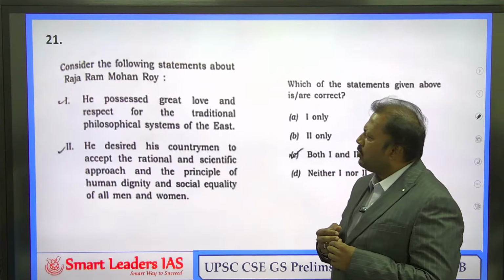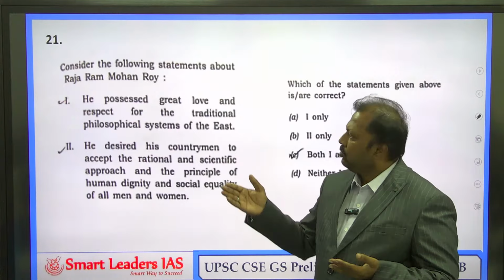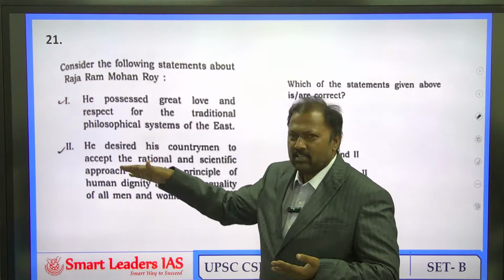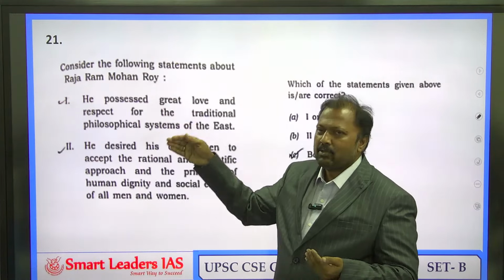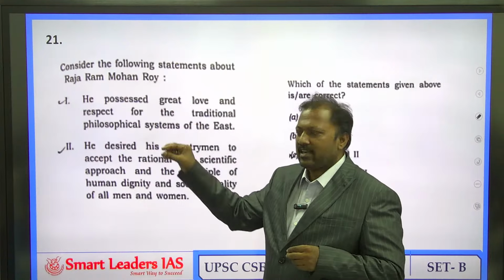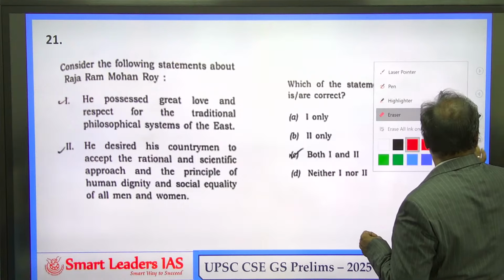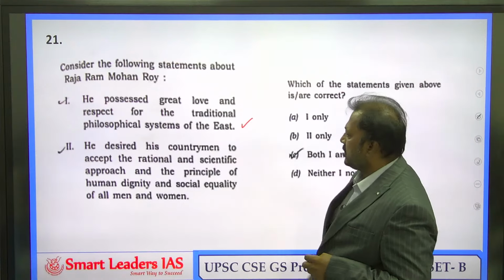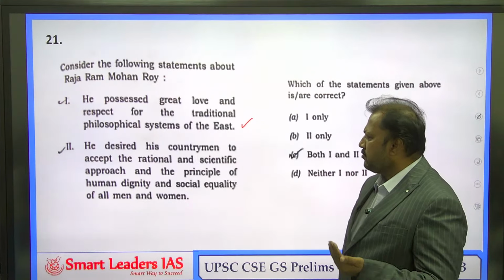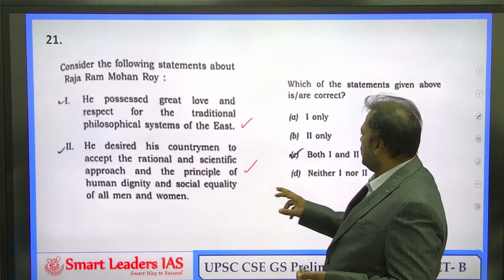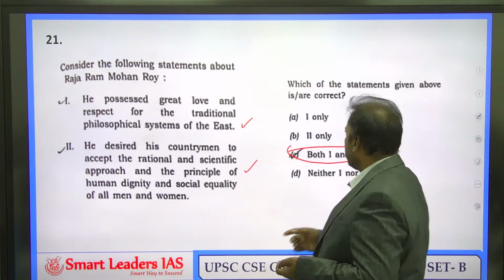He possessed great love and respect for traditional philosophical systems of the East. That statement is correct, because if you don't accept the statement, that means he is not respecting. While solving the question itself, if you are not accepting the statement, that means he is going to be against it. So he possessed great respect. That statement is correct. Second, he urged his countrymen to accept the rational and scientific approach and the principles of human dignity and social equality of all, and both are correct. So the answer is going to be C, because both these statements are very simple statements, so they are correct.